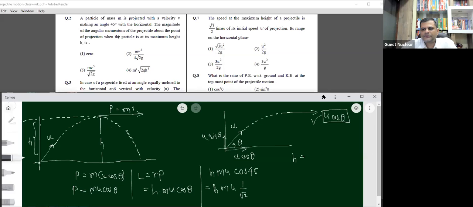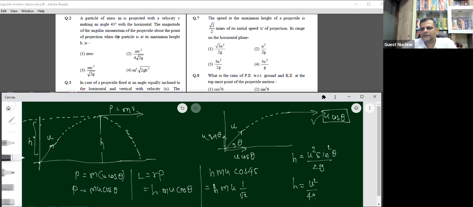For h we have the formula h is equal to u square sin square theta upon 2g. If we use this formula and put 45 in place of theta, then what does sin square 45 become? Sin 45 becomes 1 by root 2 and its square becomes 1 by 2, and that 1 by 2 combined with this 2 becomes 4, and hence we get u square by 4g.